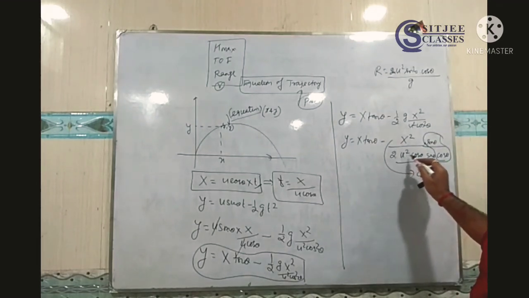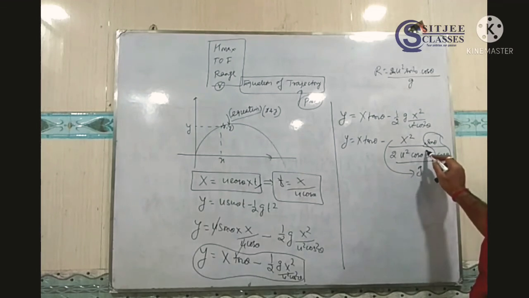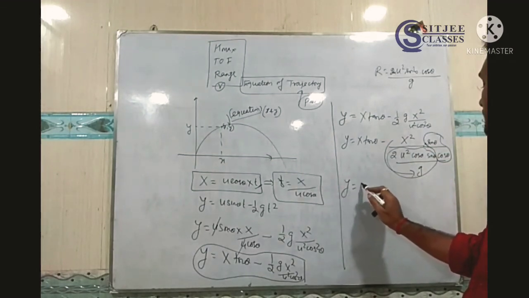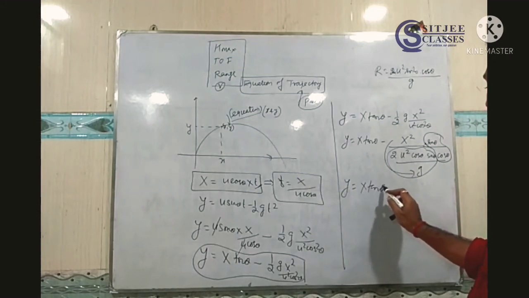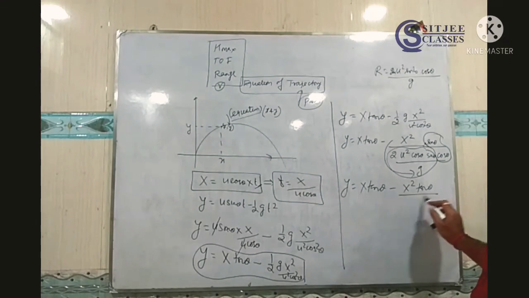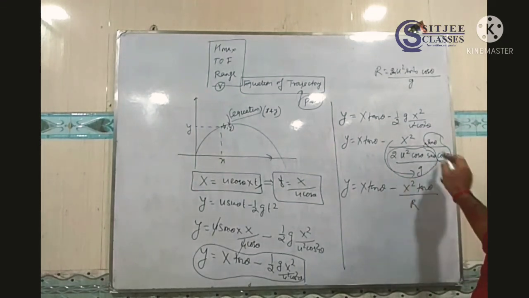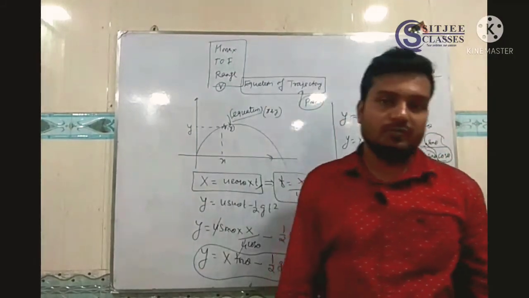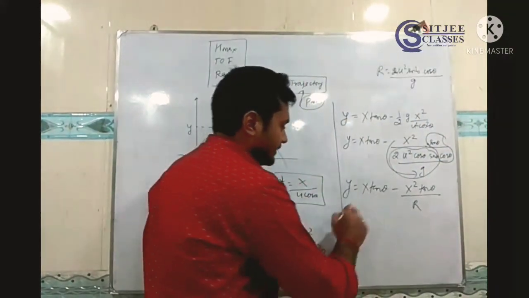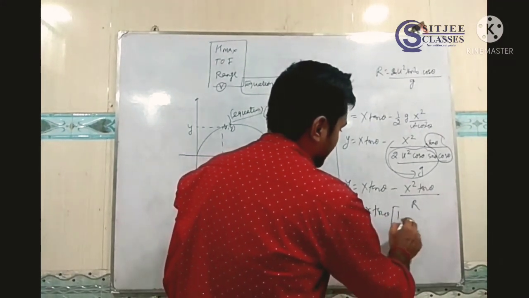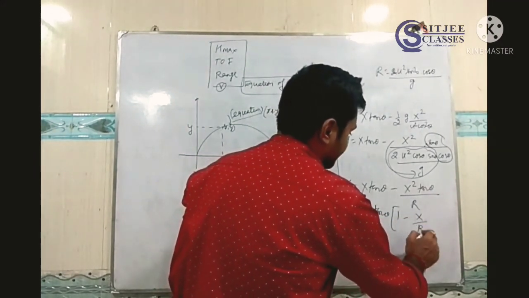So if you see here 2u square cos theta sin theta by g, this together we can write as range. So this is going to be y equals x tan theta minus x square tan theta divided by range. This entire masala is converted into range. Now this has become very simple for you. How? If you take x tan theta outside, what is left here? 1 minus x by R.